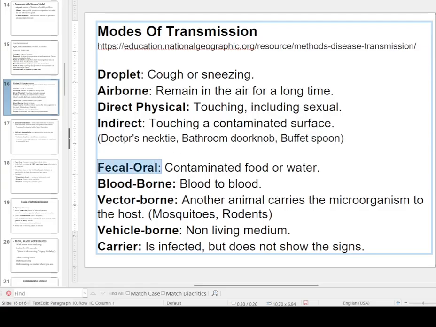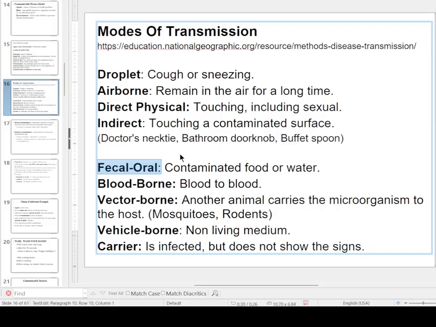Other indirect modes, fecal oral, which means from their ass to your mouth. And before you say, whoa there, I'm not that kind of a person, no, it's not like that. Okay. Somebody has a microorganism, an infectious disease in their bowels, and then they go to the bathroom, and they don't wash their hands, and they come out of the bathroom. And it turns out they are a food preparer at a restaurant.